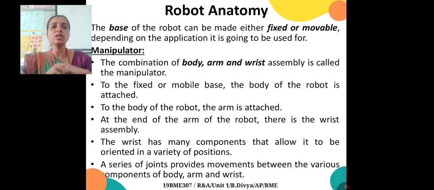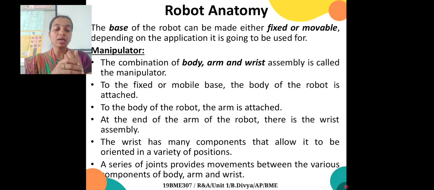As I told you already, the base can be fixed or movable. To the fixed or mobile base, the body of the robot is attached. First the body will be attached to the base, and then to the body of the robot the arm will be attached. At the end of the arm of the robot there will be a wrist. First is base, and then body to arm to wrist.